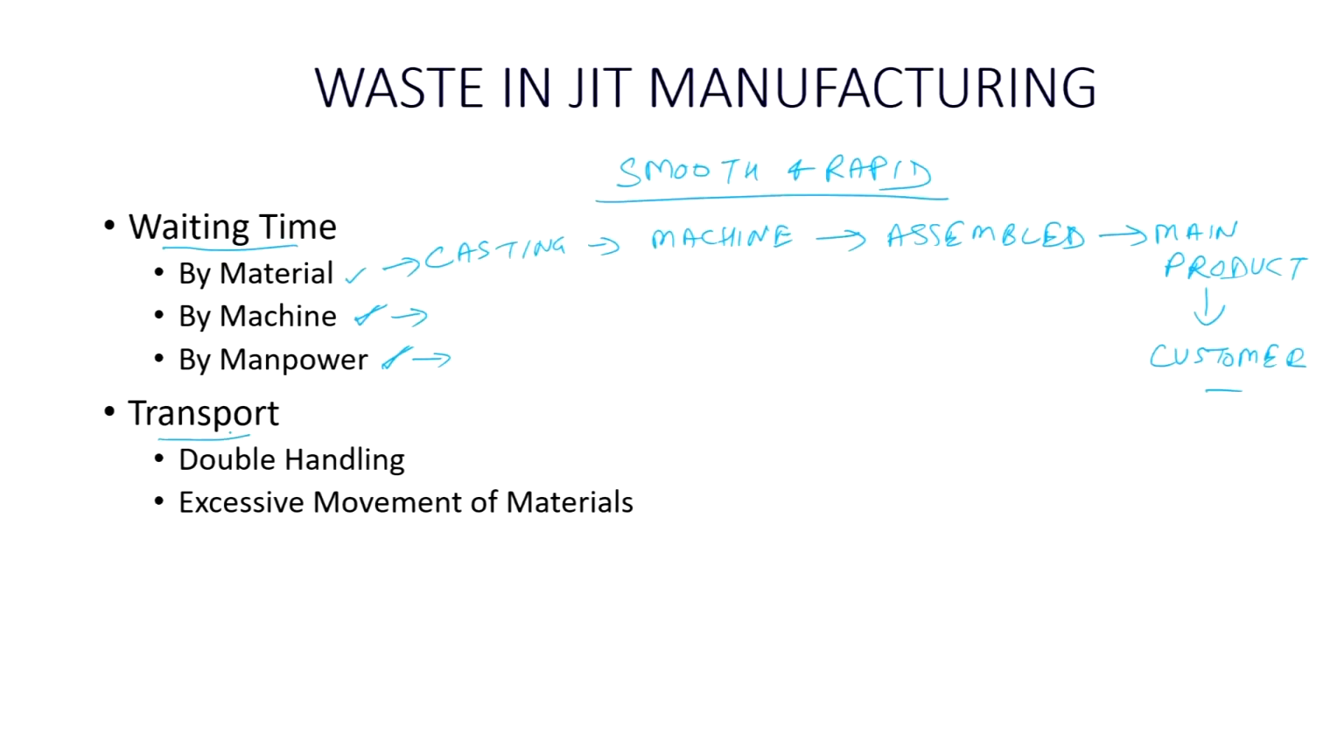Then transport is also considered as a waste. Any double handling, that means I will give you one example. Suppose this is your factory, a traditional factory, you are receiving the material, this is your material gate, and from there material is going to the warehouse.